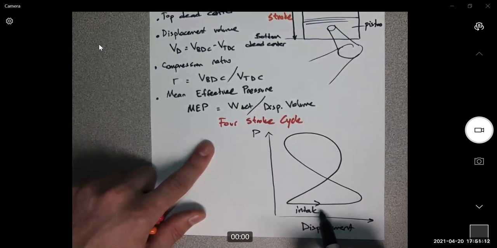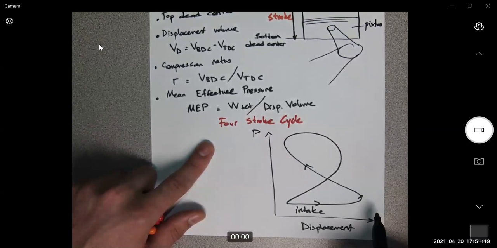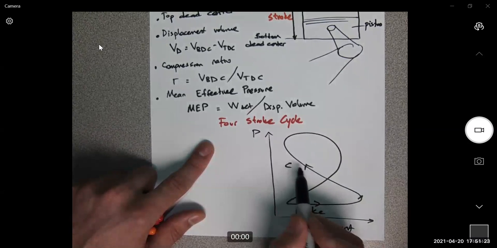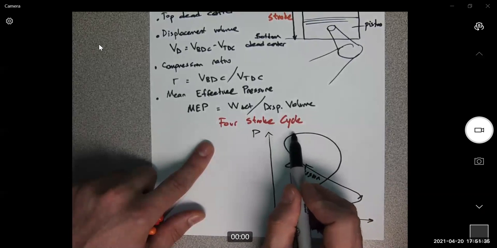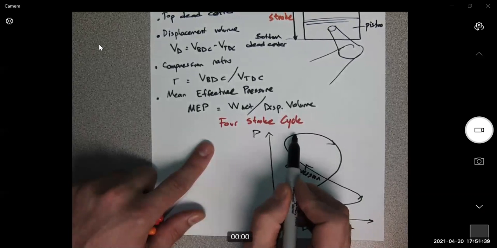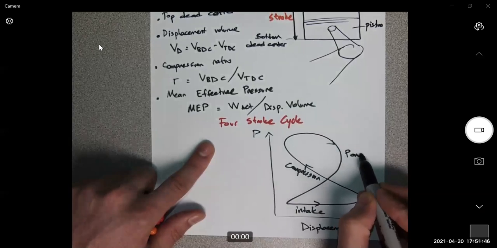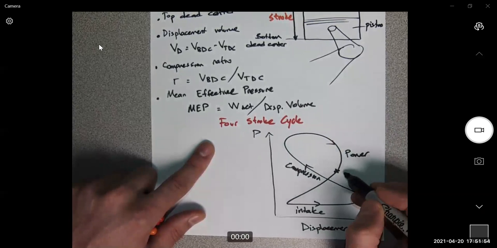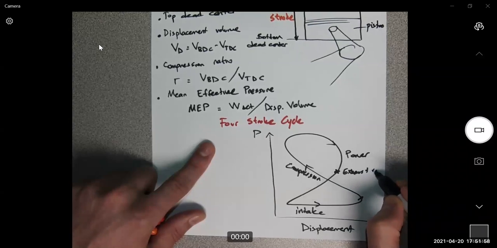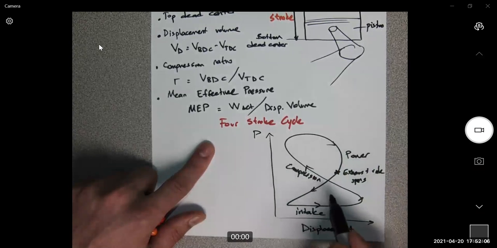Intake takes place to put the working fluid inside. The intake valve closes here, and the compression takes place from state two to state three. Compression of the fluid, and almost at the top, close to the top dead center, ignition happens. Ignition takes place because we are looking at an Otto cycle. From state four, power generation takes place. The exhaust valve opens here, and exhaust.